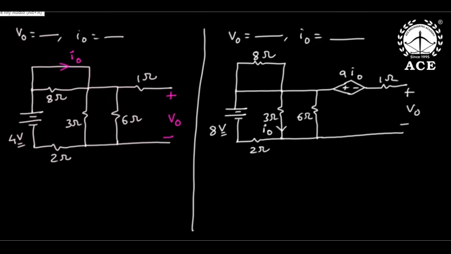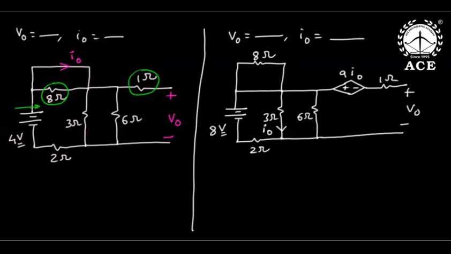Everybody see here, I need V naught and I naught. First of all, if you observe carefully, there is a short circuit across this 8 ohms that will not work, and there is an open circuit in series with the 1 ohm that will also not work.